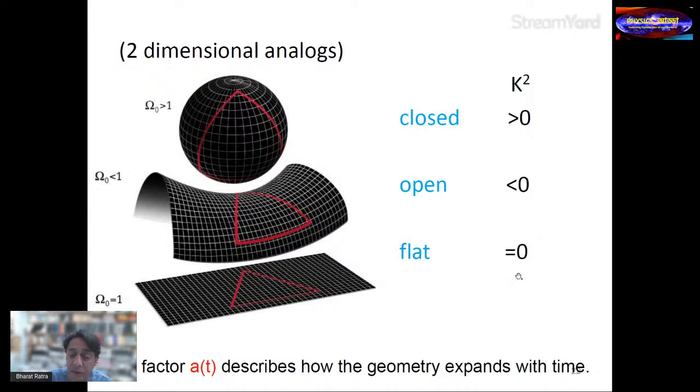So this has zero curvature, this has positive curvature, this has negative curvature, and it also goes out to infinity. It's like a saddle, and if it didn't go out to infinity, you could go to the edge, and the edge would look different when you look out and look in. So we have this parameter here, omega, and I'll explain this in a minute. For the flat case, omega naught is equal to 1. For the closed case, omega naught is greater than 1. It's an overdense universe. And for the open case, omega naught is less than 1.